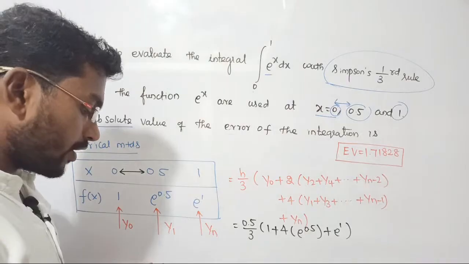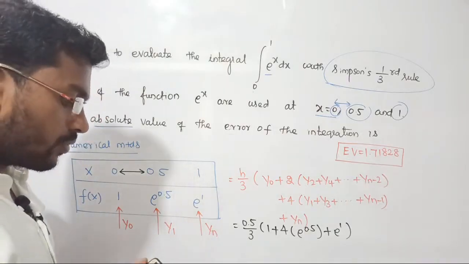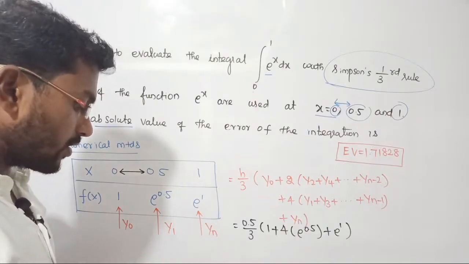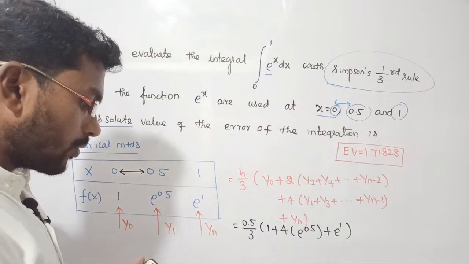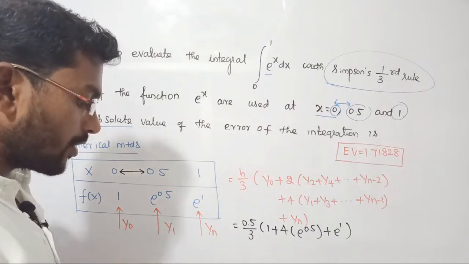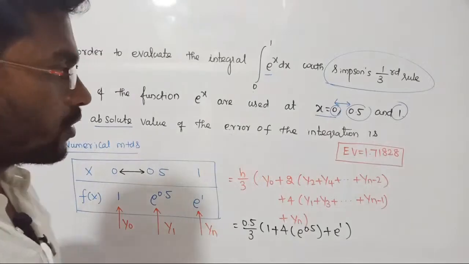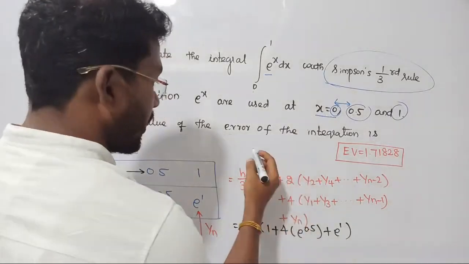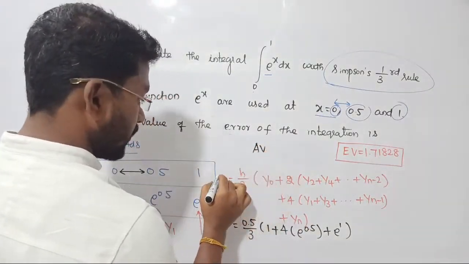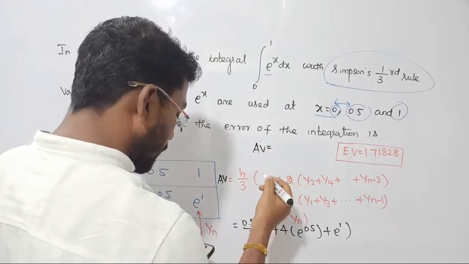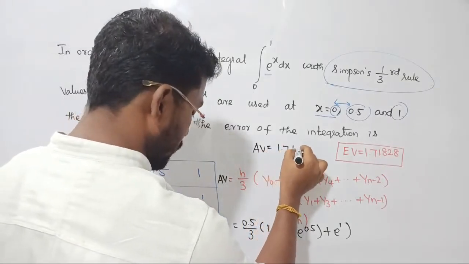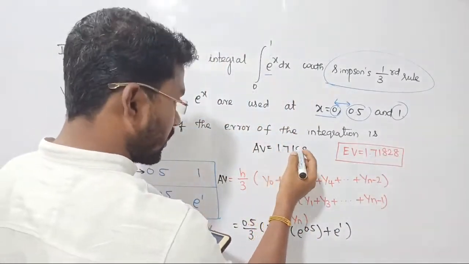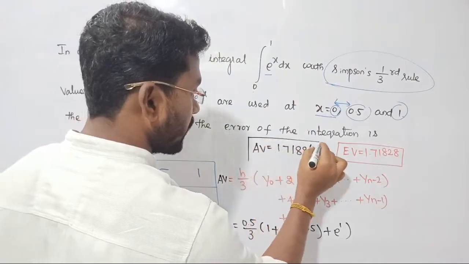I should take e power 0.5, I got 1 into, I have to multiply it by 4, and I have to consider plus 1 plus we have to consider e. After finding all these points, I have to multiply by 0.5 and divide by 3. I am getting 1.718861, right? So this is my approximate value. We all know that is the approximate value. So the approximate value is equal to 1.7188, 1 2 3 4 5. I am considering 5 digits, right? So 7886. That is our approximate value, right?